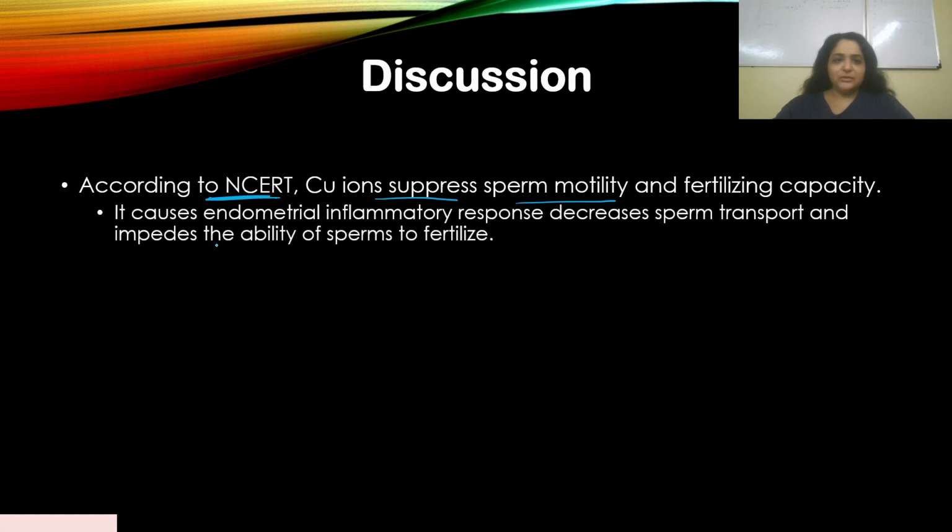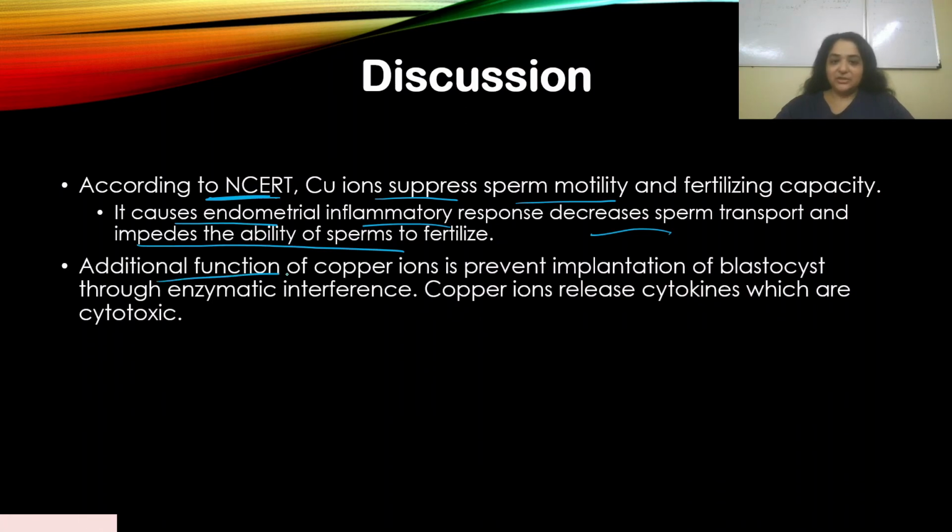We'll move on. So how does it do this? It causes an endometrial inflammatory response, which decreases sperm transport and impedes the ability of sperms to fertilize. An additional function of the copper ion is also to prevent implantation of blastocysts through enzymatic interference. The copper ions are actually cytotoxic. They release cytokines, sorry, which are cytotoxic. But according to NCERT, I would suggest you follow what's written in the textbook.